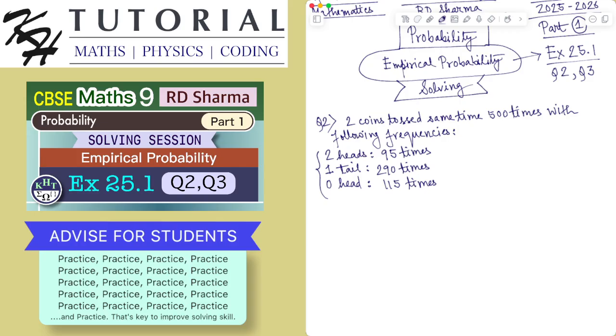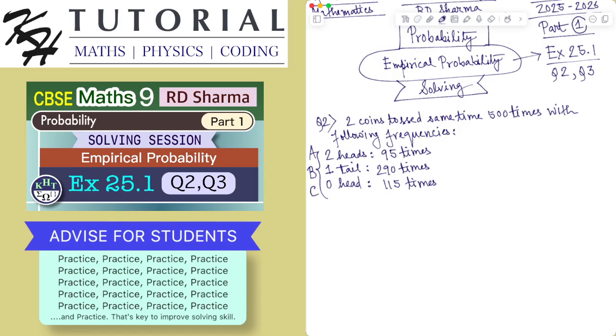So let's consider the events when I am tossing 2 coins at the same time: 2 heads showing up, let that event be A, 1 tail showing up, let that event be B, and 0 heads showing up, let that event be C.